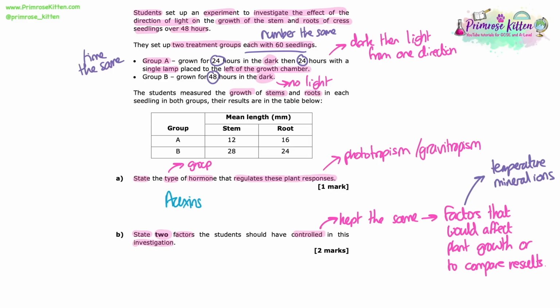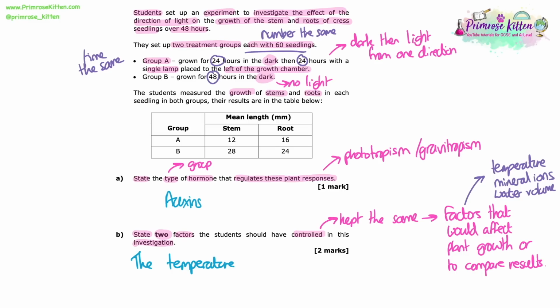So the first one, and one that is always a good go-to, is temperature. Obviously, rate of photosynthesis and rate of diffusion are going to increase with temperature, so that can affect the growth rate. So we want to make sure the temperature is the same. Mineral ions can affect growth because they've got to have these mineral ions available in order to grow properly. The volume of water they were given as well, to make sure they weren't water stressed.